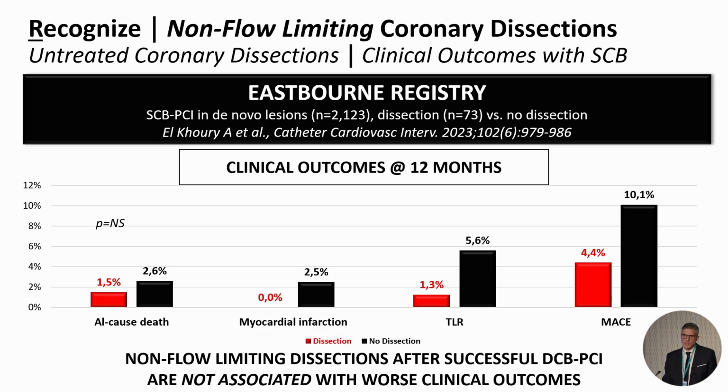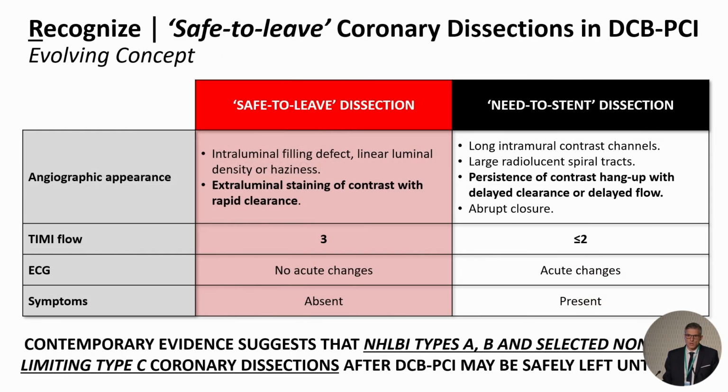More recently, in the Eurobone registries, these findings were translated as well in patients that were treated with a sirolimus-coated balloon. And as you can see numerically here, lower rates of clinical outcomes at 1 year. So overall, these data suggest that non-flow limiting dissections, irrespective of the angiographic appearance, after successful DCB PCI, are not associated with worse clinical outcomes.